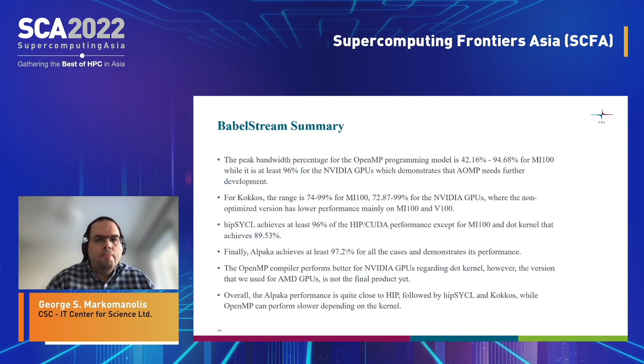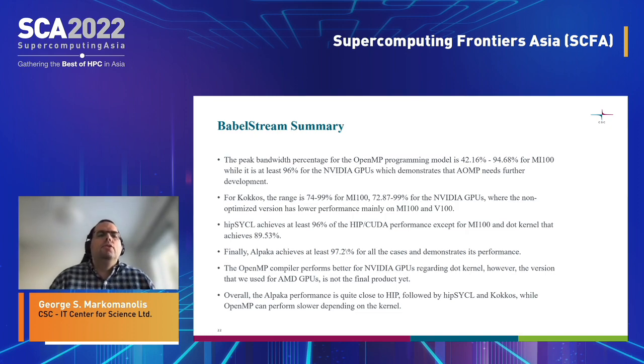Now, the BabelStream summary. The peak bandwidth for the OpenMP programming model is 42% to 94% for the MI100, while it's at least 96% for the NVIDIA GPUs, which, as I said, demonstrates that AMD OpenMP needs further development. For Kokkos, the range is 74 to 99% for the MI100 and 73 to 99% for the NVIDIA GPUs, where the non-optimized version has lower performance, mainly on the MI100 and V100.